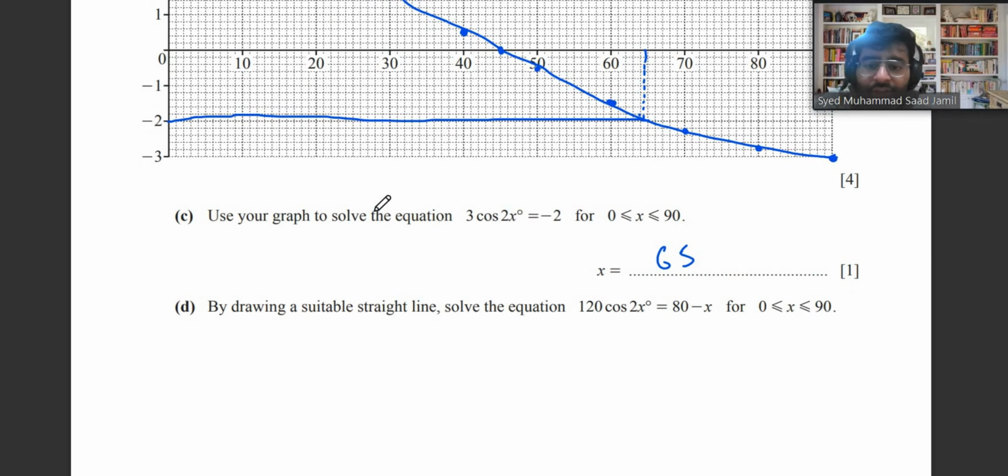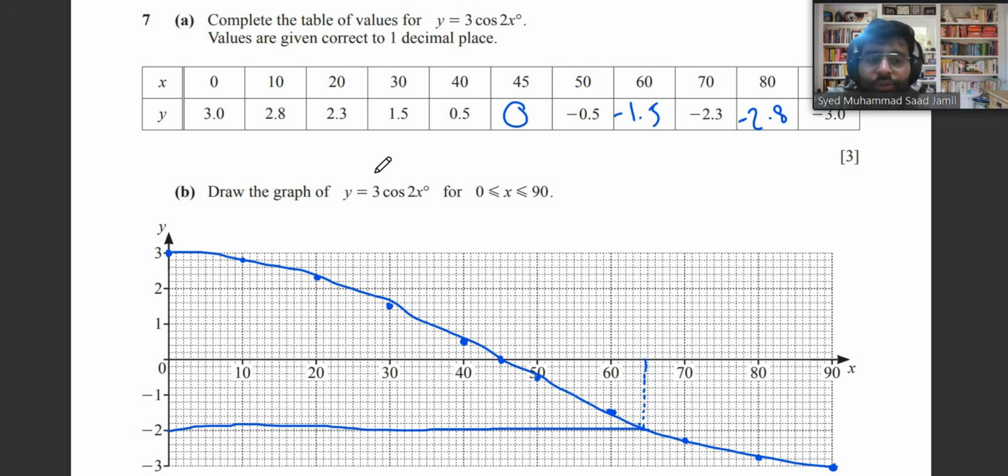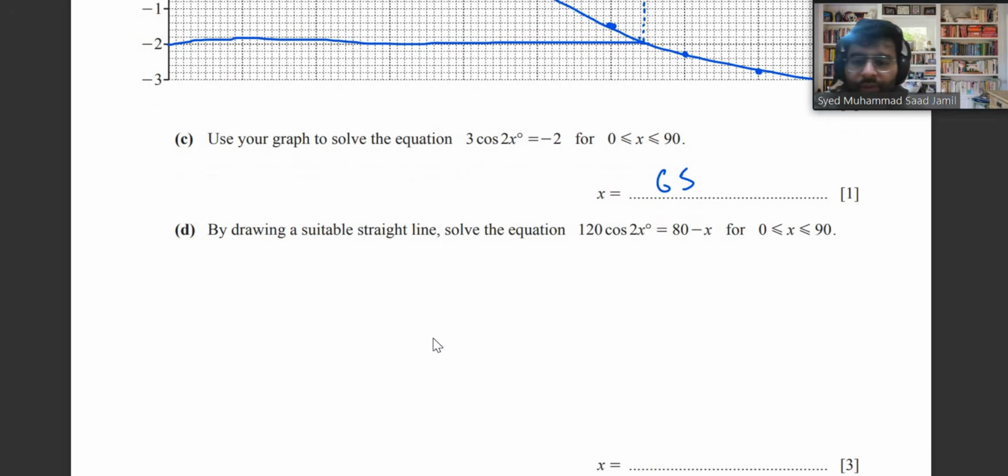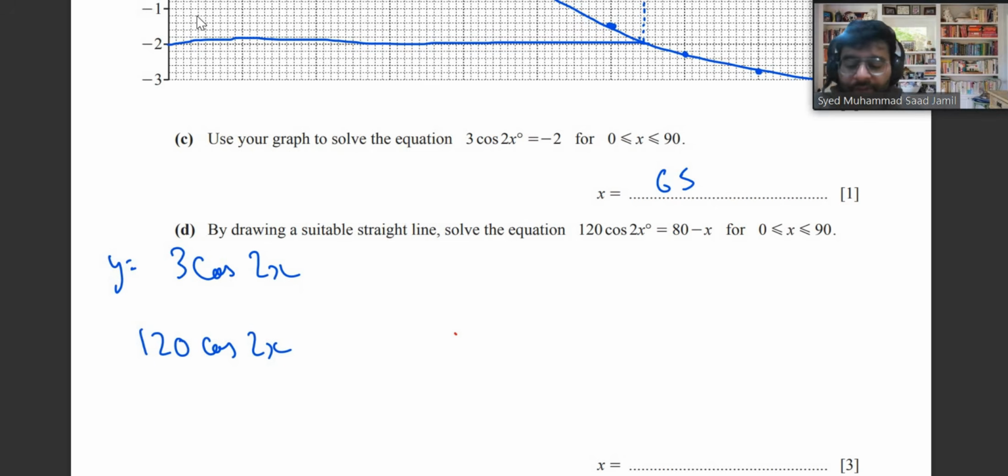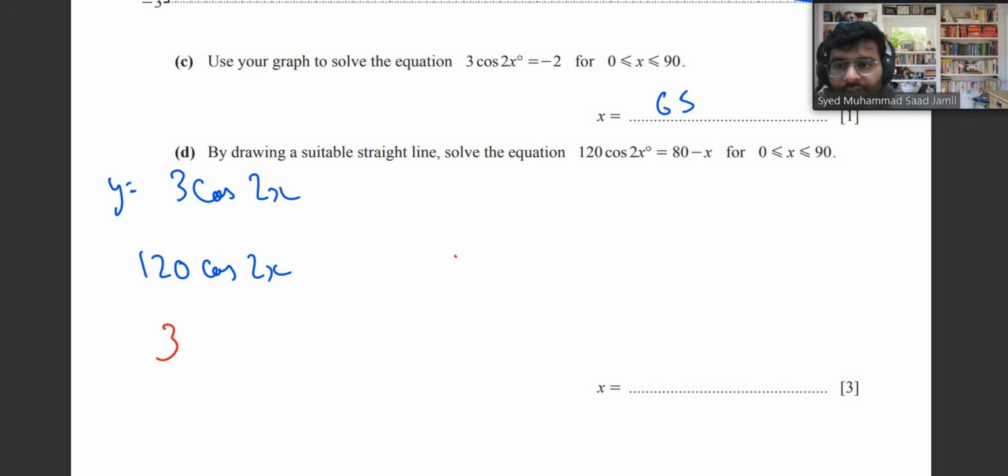Now it says by drawing a suitable straight line, solve the equation 120 cos 2x is equals to 80 minus x from 0 to 90. Whenever you guys have a question like this, always write the original equation first, which is y is equals to 3 cos 2x. So now look, this says 120 cos 2x. So what's the addition? For example, if I multiply, let's say 3 with 40, so 40 multiply by 3 cos 2x, it's equal to 80 minus x.